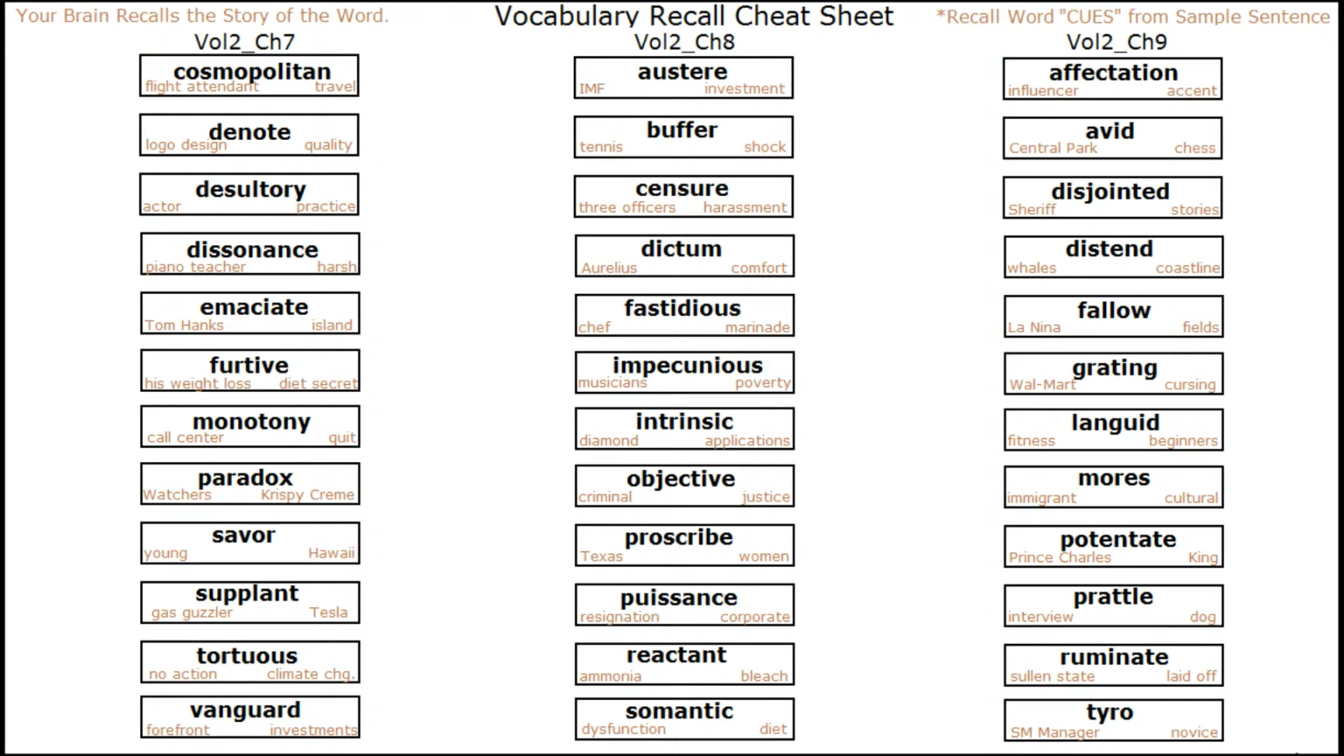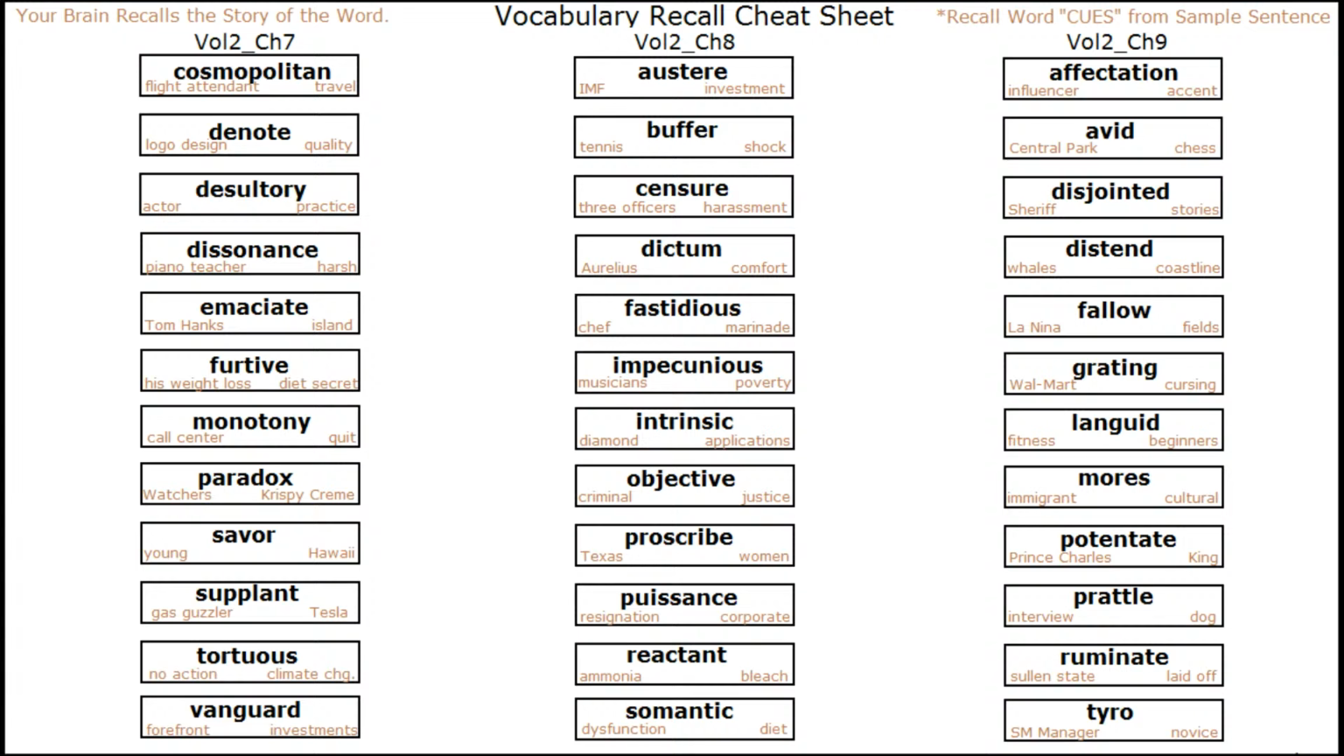If you recall, that was a sample sentence that had to do with a flight attendant entering into the field of travel because he or she wanted to have a cosmopolitan view of the world, which is a worldly view. Denote, that had to do with a sample sentence where the logo designer was working on a design, and there were 3 specifications by the client as far as what the logo was to denote, in this case quality as well as excellence.